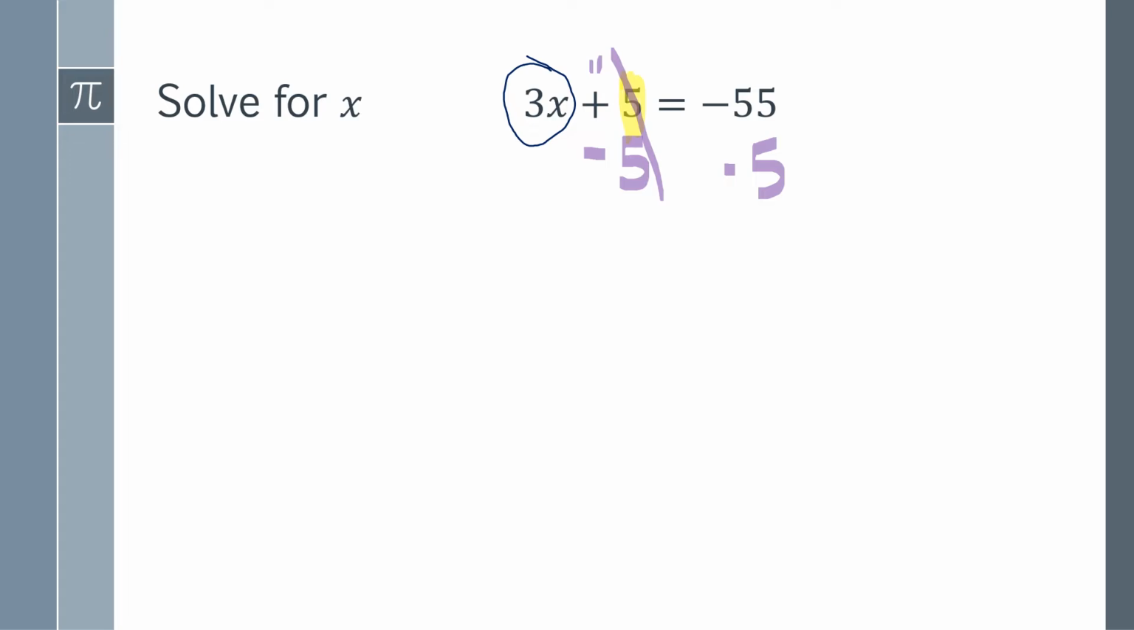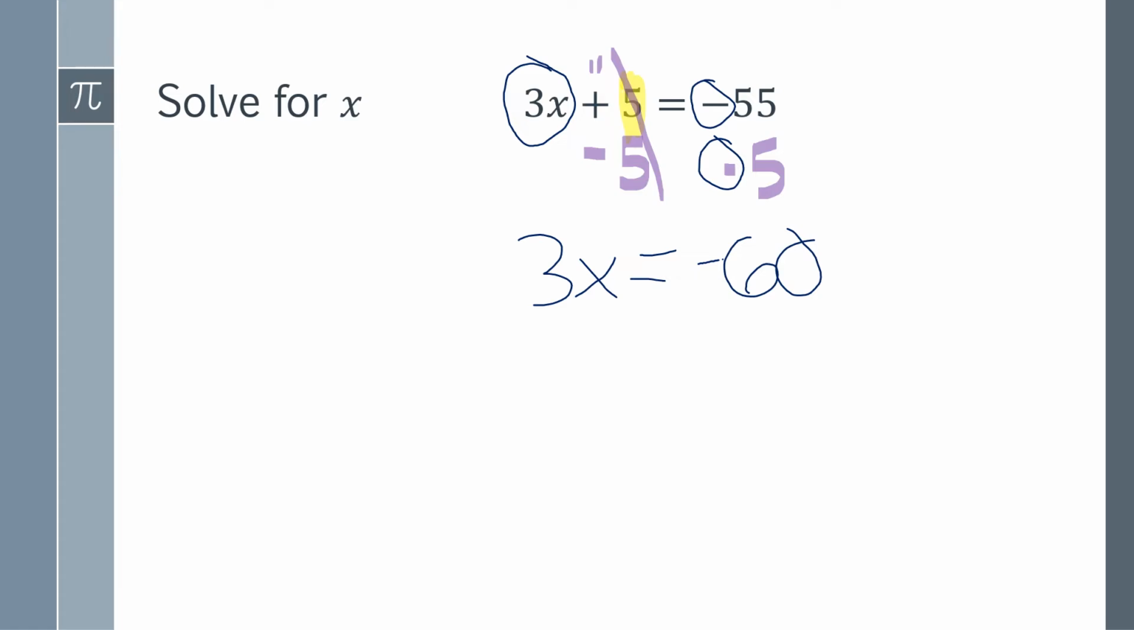So when you're dealing with these negative signs here, think of it as owing someone money. If I owe you $55, but then I borrow $5 more, do I still owe you money? Yeah, I do. How much do I owe you? I owe you $60. What's next?